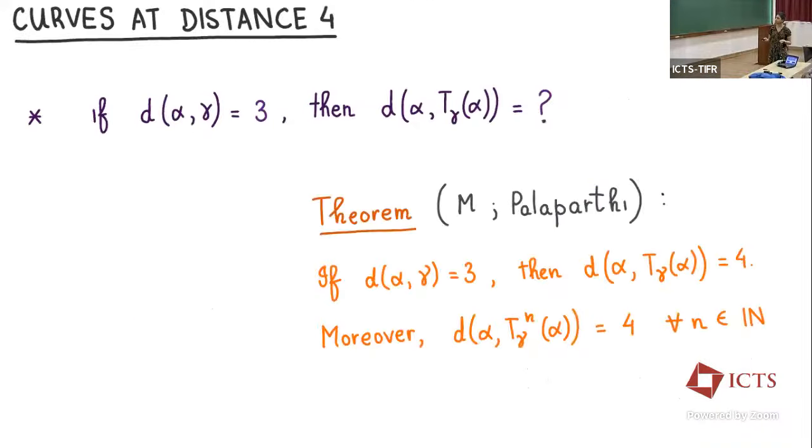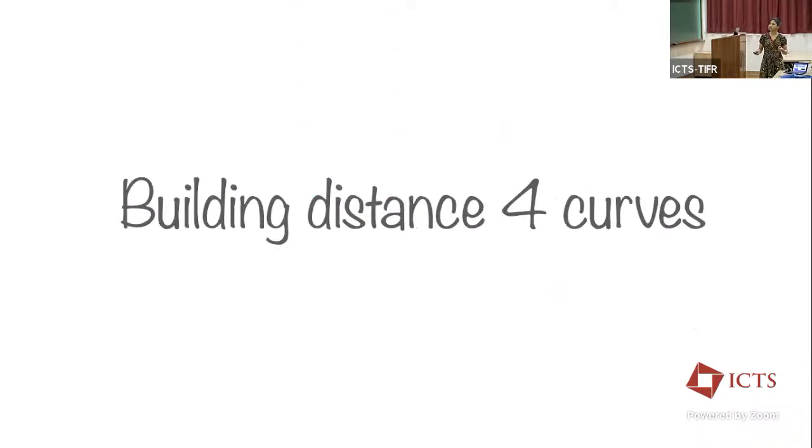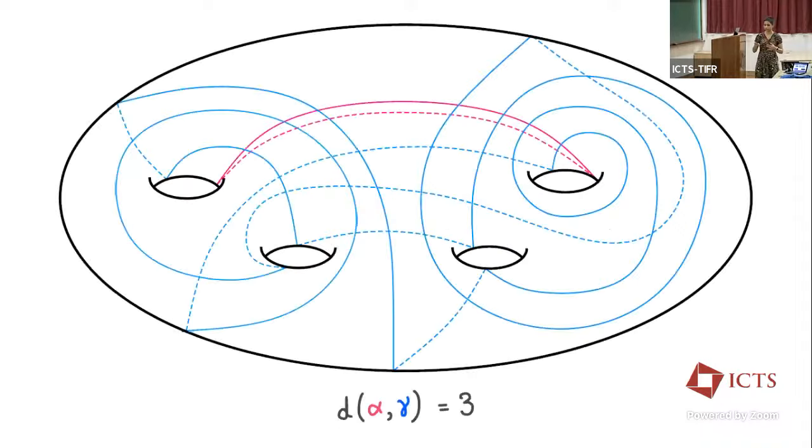The next question we ask is, what happens when the distance is equal to 3? This we were able to answer: if it is 3, then the displacement comes out to be equal to 4. Not only this, if we take any higher power Dehn twist of alpha about gamma, the curves remain at distance 4 from alpha. So we will just try to see an application of this theorem to build distance 4 curves.